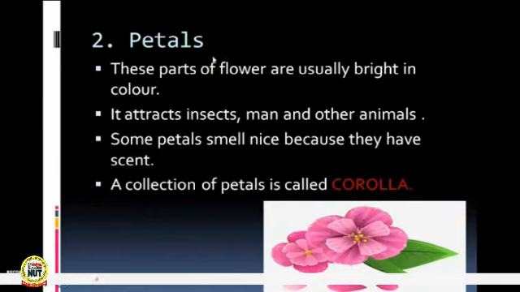Number two, petals. This beautiful part of a flower below is called petals. Petals are usually bright in color. They attract insects, man, and other animals, and they have a nice smell, which aids pollination. A collection of these petals is called corolla.